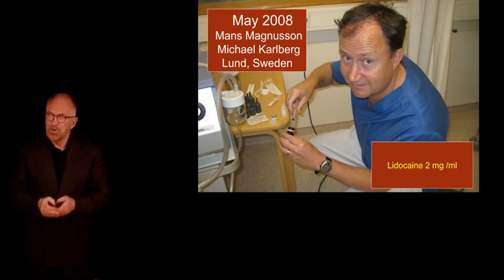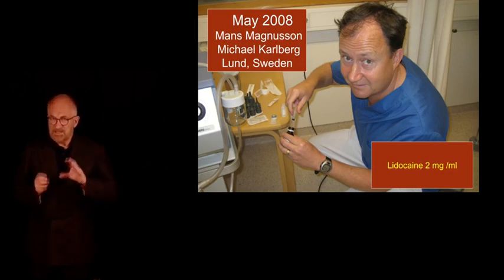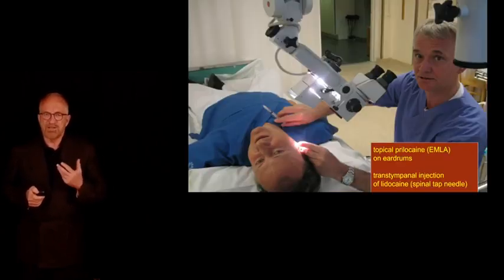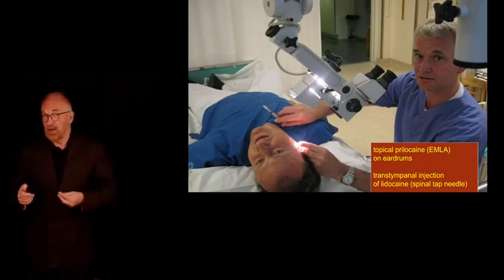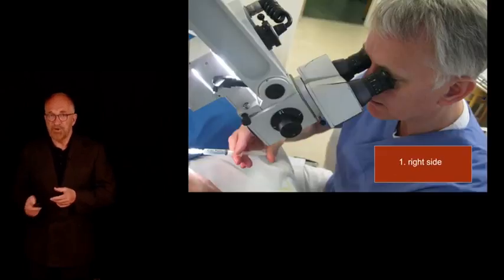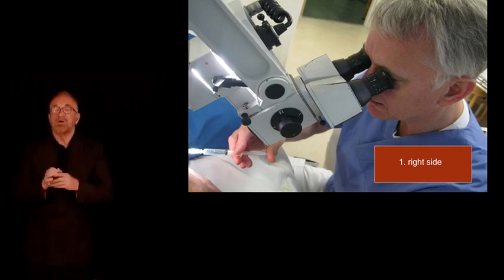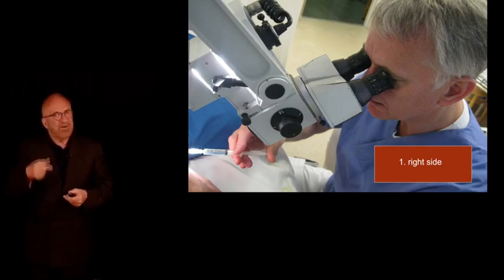There were two very brave ENT doctors in Lund, Sweden. They did an experiment. This is the victim, Michael Kalbeck. He got injections of lidocaine to anesthetize the labyrinth, transtympanic. So here you can see the aggressor, his colleague and friend, Mans Magnussen. He did the injection first on the right side, and if you do it only on one side, you get the typical experience as if there is a neuritis, a sudden loss on one side.